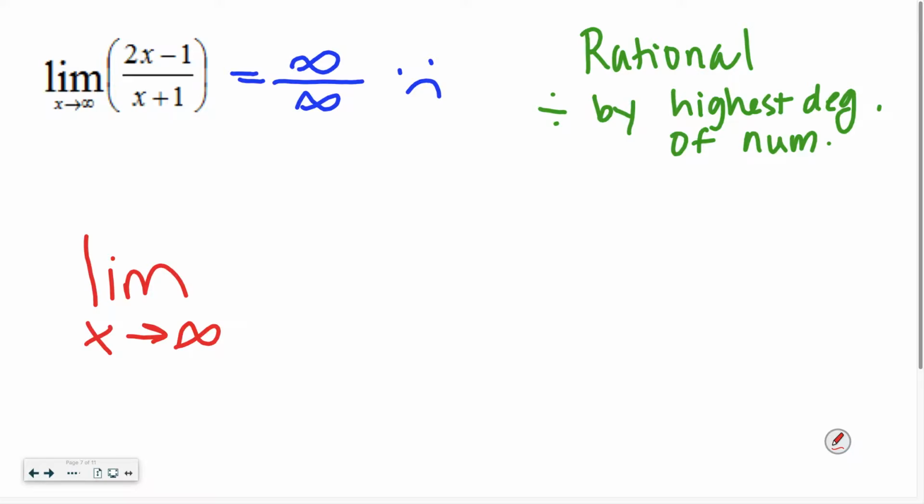Oh, shoot. No, I am wrong. Please erase that. I got excited. It's the denominator. I'm so sorry. It's the denominator. There's something about the numerator that's exciting, and so we'll see it in a little bit. Okay. The highest degree of the denominator. What's the degree of the denominator? 1. So I'm going to take everything and divide it by x to the first.